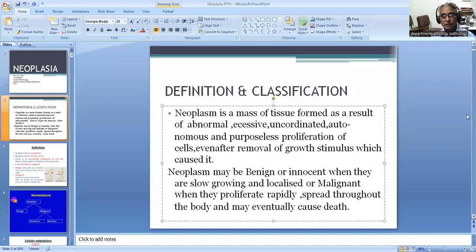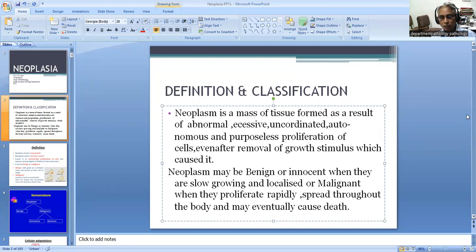Good morning. So today we are starting a new chapter, Neoplasia. In today's class, we will discuss what neoplasia is. In common language, neoplasia means cancer. So we will discuss the various aspects of neoplasia.